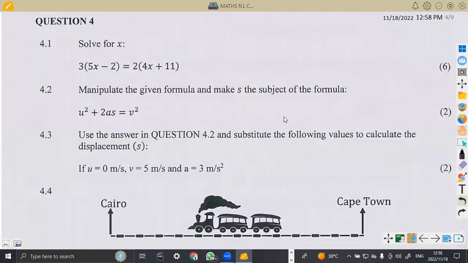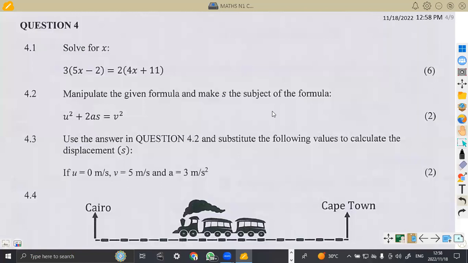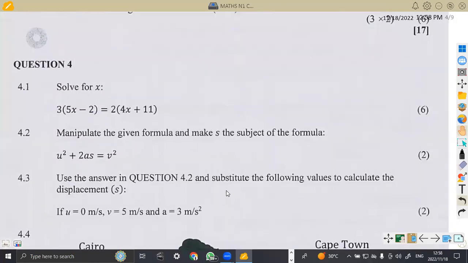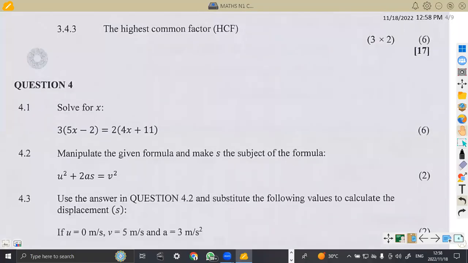The question 4, the first part was for us to solve the equation. That's a linear equation. So you just have to expand brackets, collect like terms. That's it. All right. So 3 by 5 here, that's 15x. 3 by minus 2 here, which is negative 6, which is equal to 2 by 4, that is 8x. 2 by 11, which is 22.